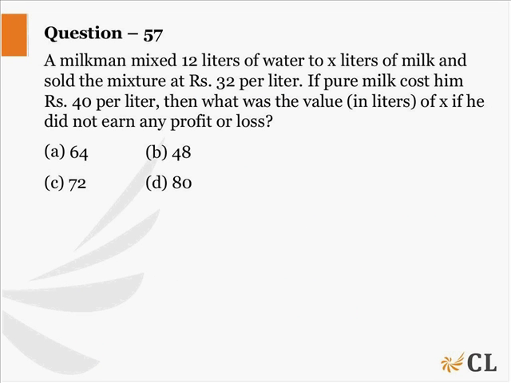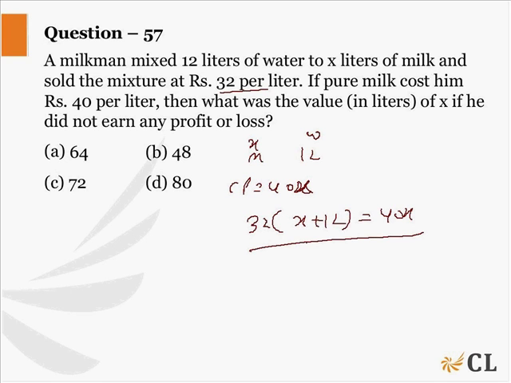This was an easy question, straightforward question I can say. X liter of milk, 12 liters of water, milk is 40 rupees per liter, mixture is 32 rupees per liter. There is no profit, no loss. So my cost price is nothing but 40x. As well, water is free, of course, and I'm selling this as 32 rupees per kg, and the total is x plus 12. Just equate it, get your answer. So there is nothing to do about this question.